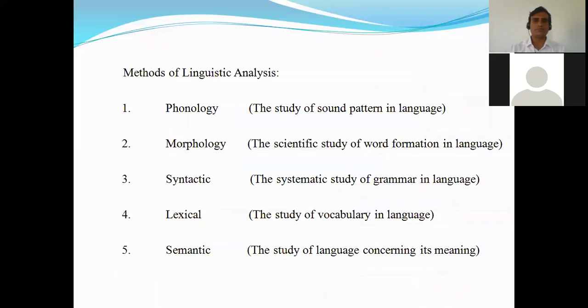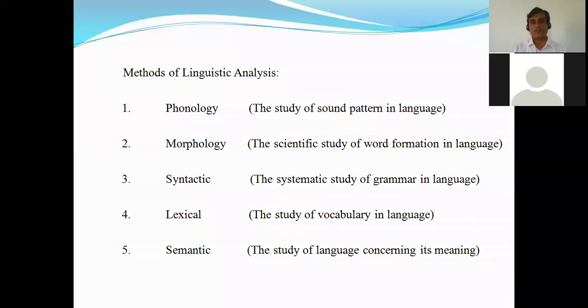Let's proceed further. If we try to know language better, there are 5 different methods and levels to understand language, which we call the methods of linguistic analysis. Linguistics, remember, is associated with language. The first method to understand language is phonology. It is the study of the sound pattern in English, how the sounds and the words are pronounced. This is the exact and systematic study. So this is called phonology.